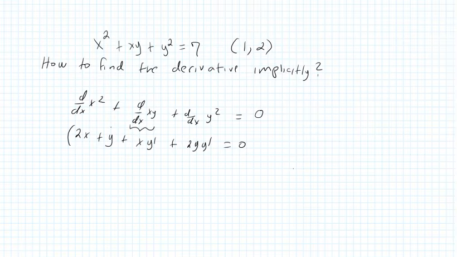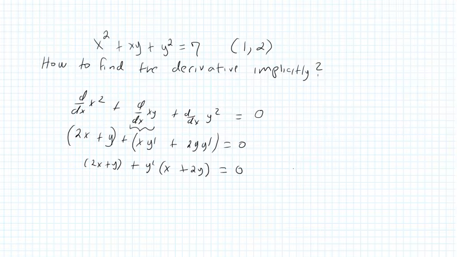Okay, so now let's collect terms. We're going to collect this term and these two other terms here. So it would be 2x plus y. Now we can factor out a y prime. So it would be plus y prime times (x plus whatever is here, which is 2y) equals 0. Now let's start moving things so we can leave y prime by itself. So we move the other side, so then y prime becomes negative (2x plus y) over, and then we divide by this, so that would be x plus 2y.